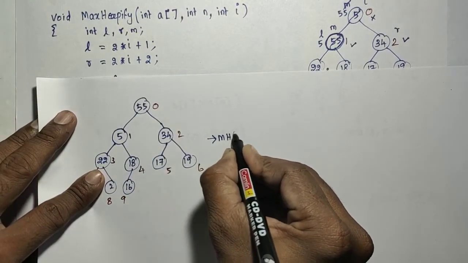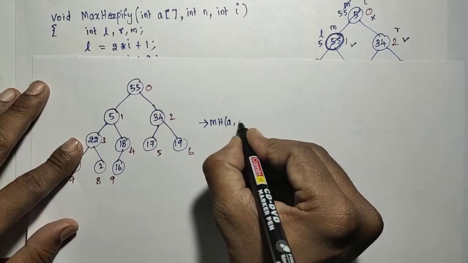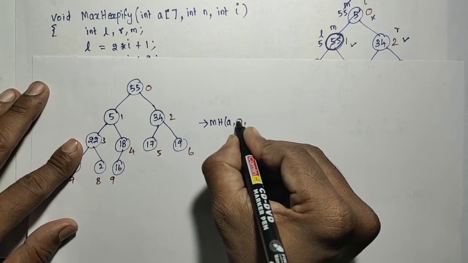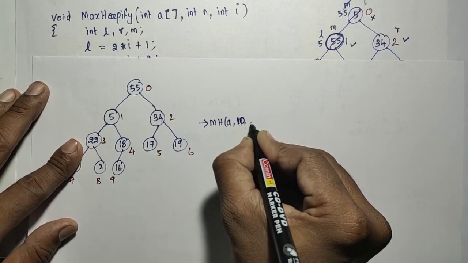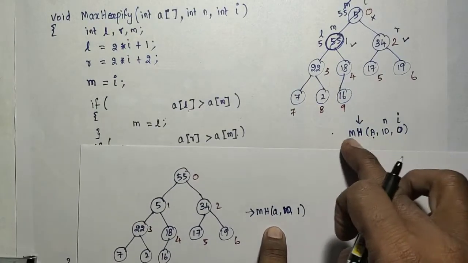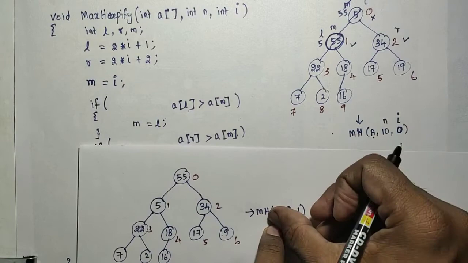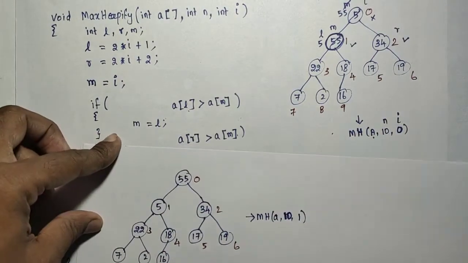Max_heapify of a comma n, and then n is 10, and then 1. Like that it is calling. This is called by the main algorithm. We are not calling it manually. So this call, this one, recursively it is calling.